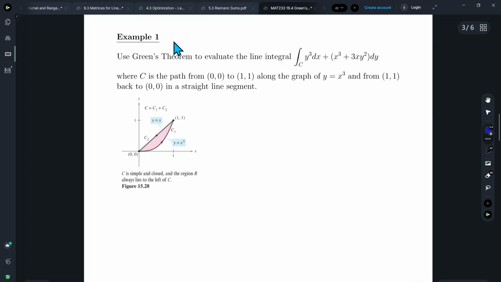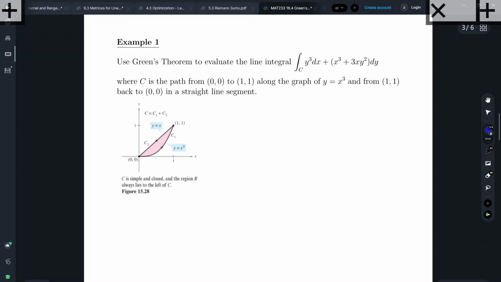In this video, we'll take a look at an example where we apply Green's theorem to find the value of a line integral. Okay, so in this problem, we're presented with the line integral over the curve C shown in this diagram here. So the vector field has components P and Q.